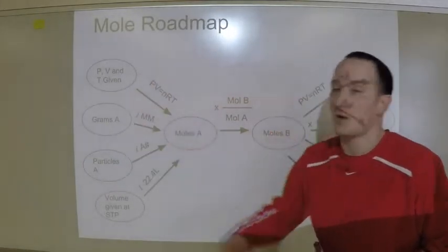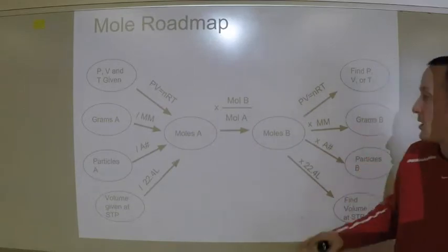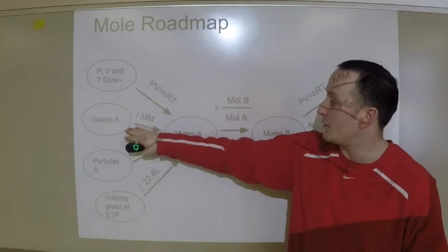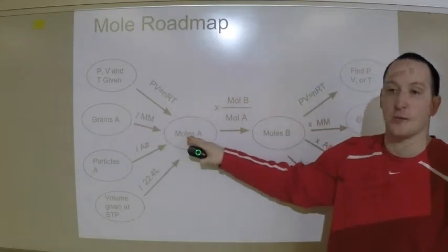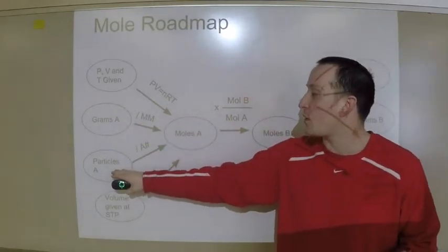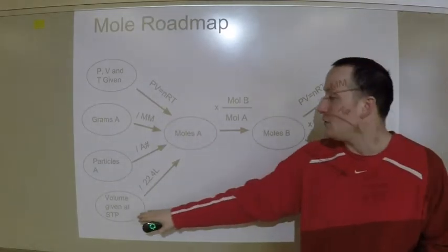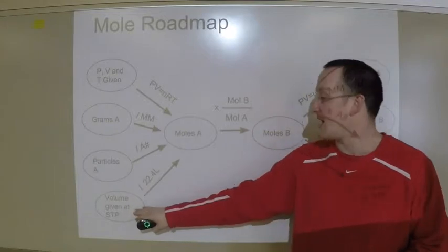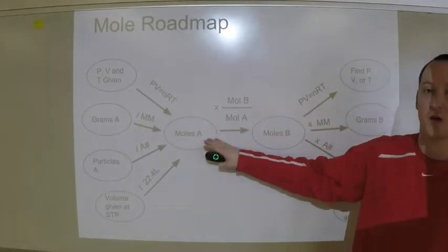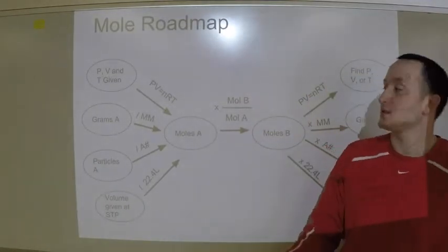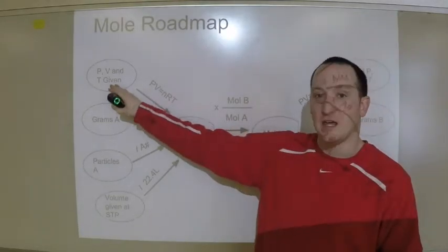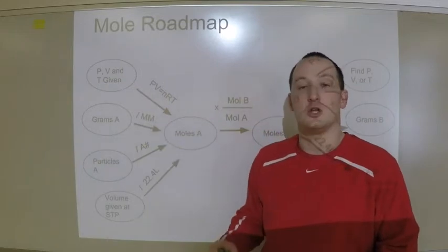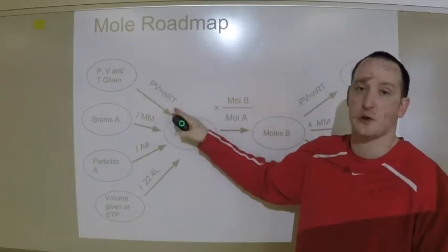So remember our mole map, okay? In our mole map, basically we've had you can convert from grams of A to moles of A. We've had you can convert from particles of A to moles of A. We have you can convert from volume of a given substance at STP to moles of A. The thing we are now adding is this. If you are given pressure, volume, and temperature, you can find moles using PV equals nRT.